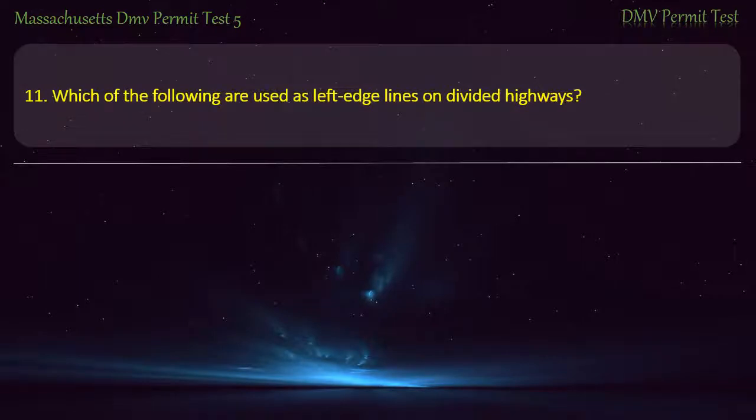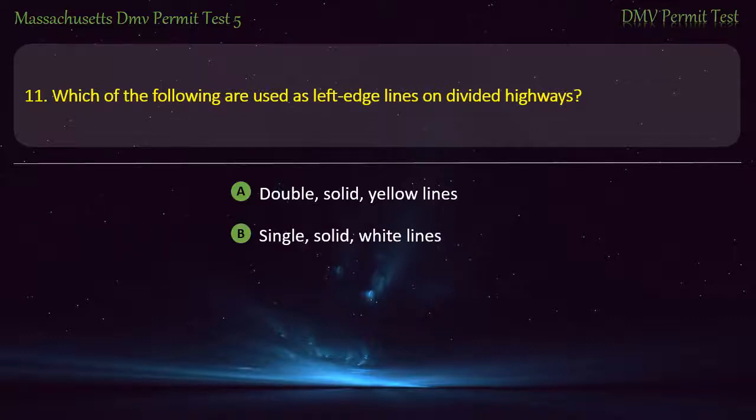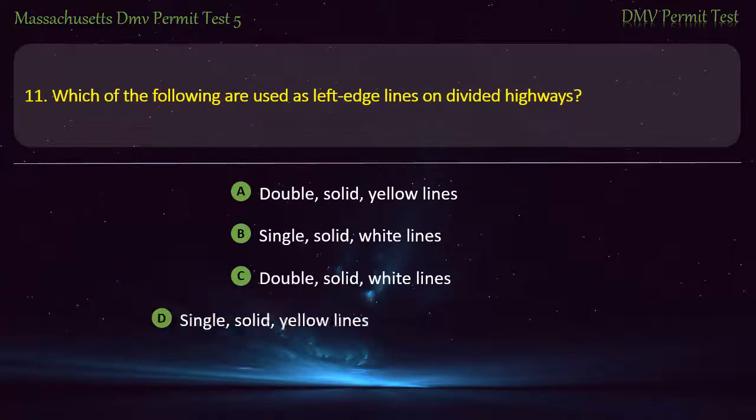Question 11. Which of the following are used as left edge lines on divided highways? Double, solid, yellow lines. Single, solid, white lines. Double, solid, white lines. Single, solid, yellow lines.